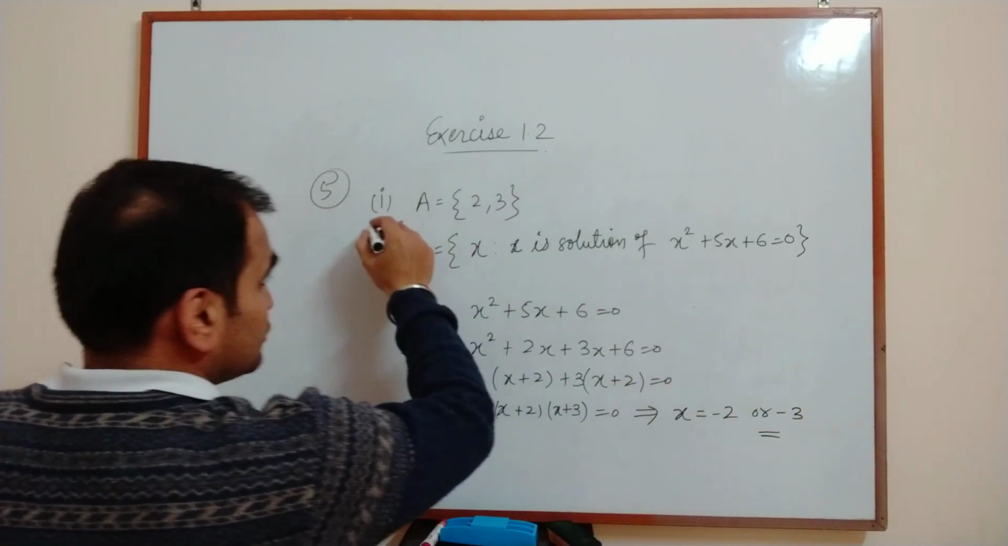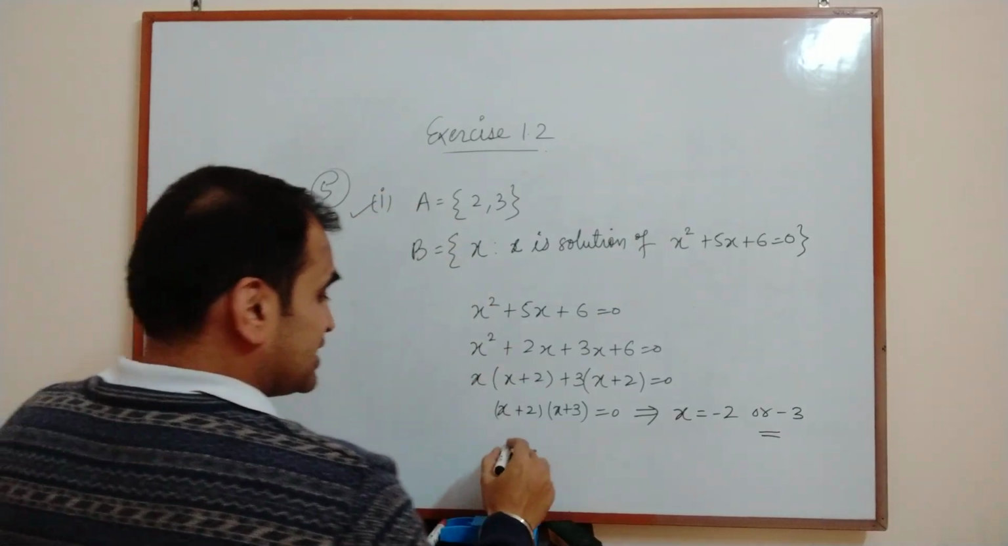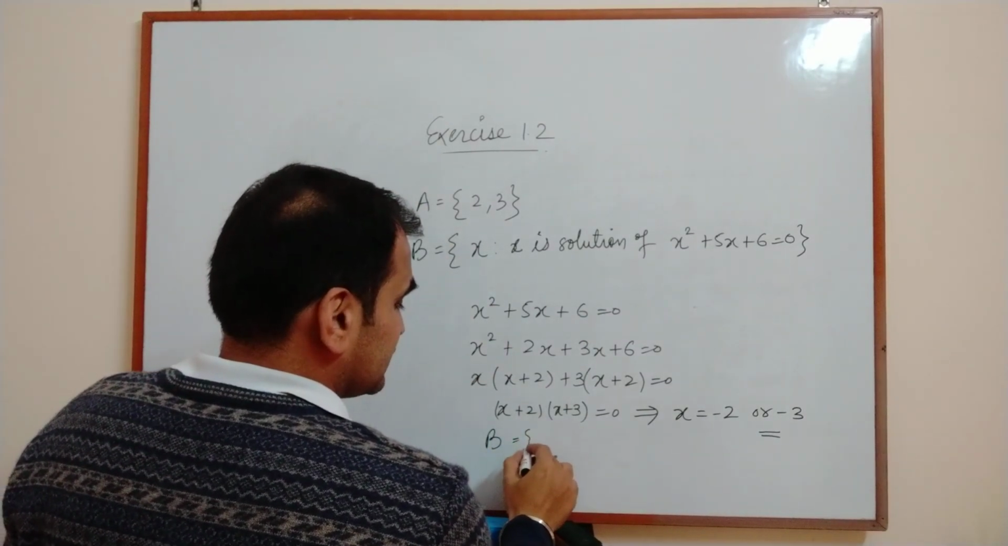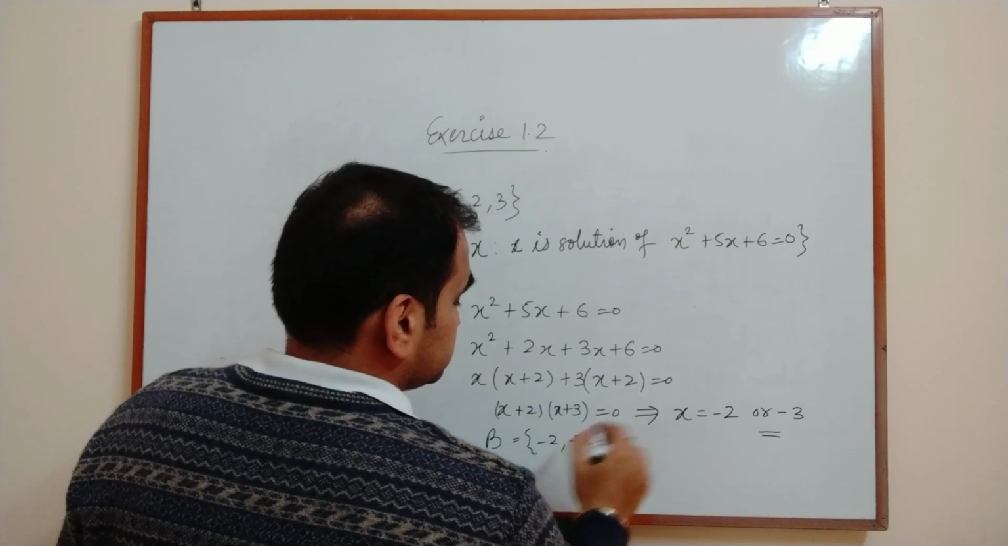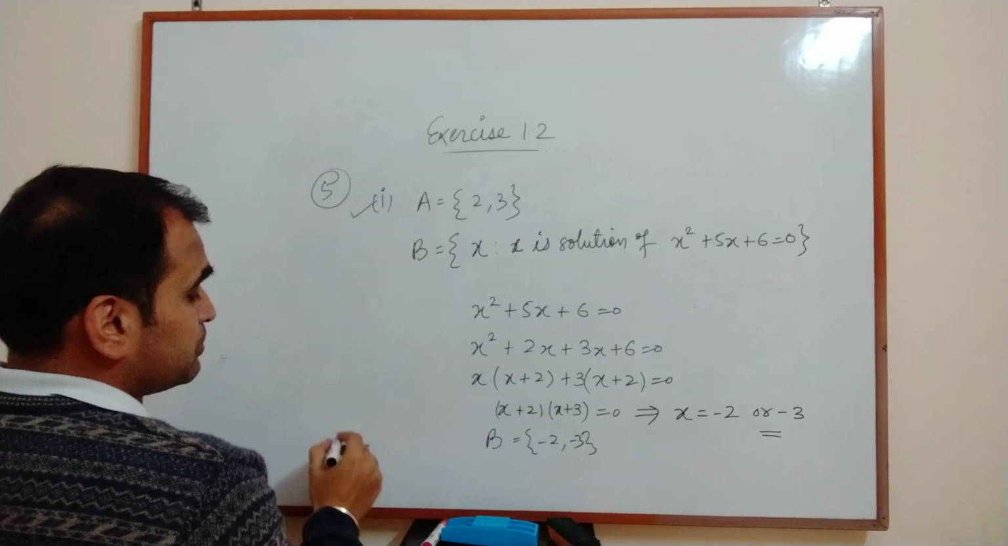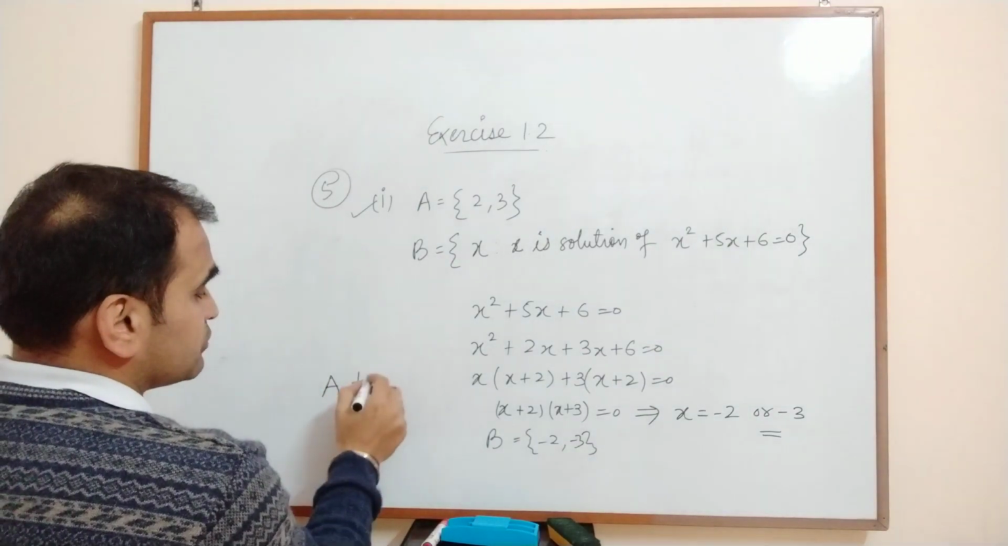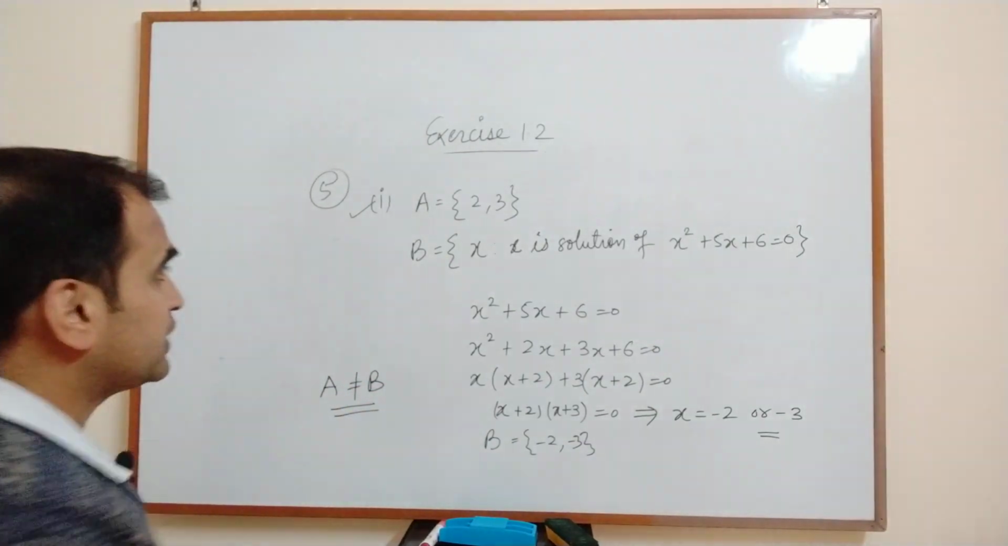So here A is 2, 3 and for B we can say the set B is minus 2, minus 3. So clearly A and B are not equal. A is not equals to B. Fine.